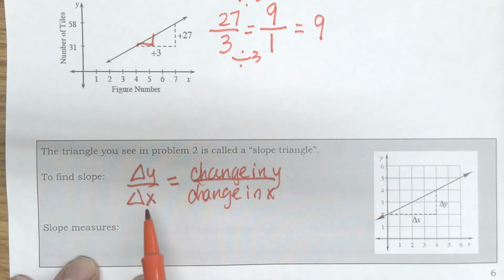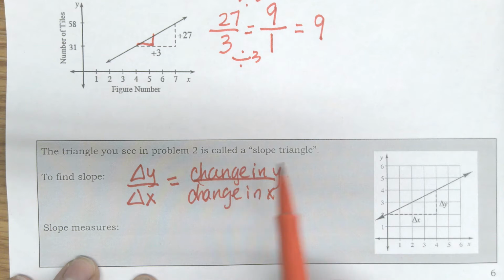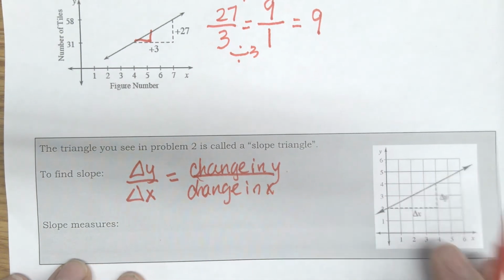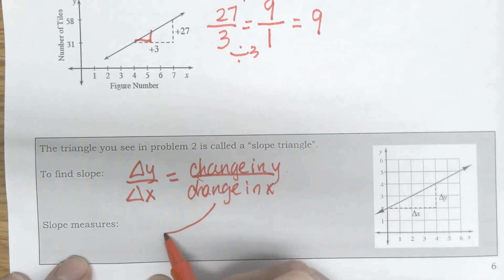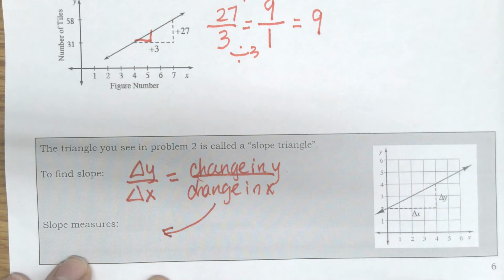You'll hear me talk about this, or even this form, change in y over change in x. And so again, that's what my slope measures. It measures the change in y over the change in x. And in fact, we can actually write that as a little formula. We'll bring this up again later.